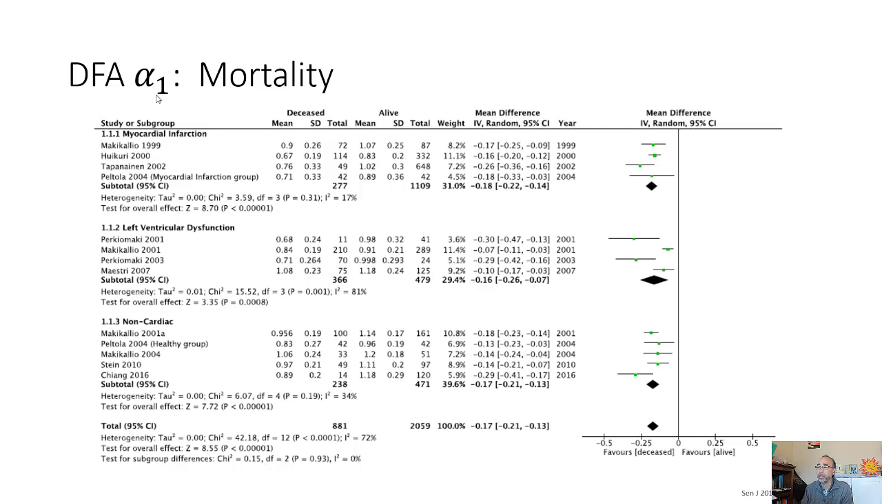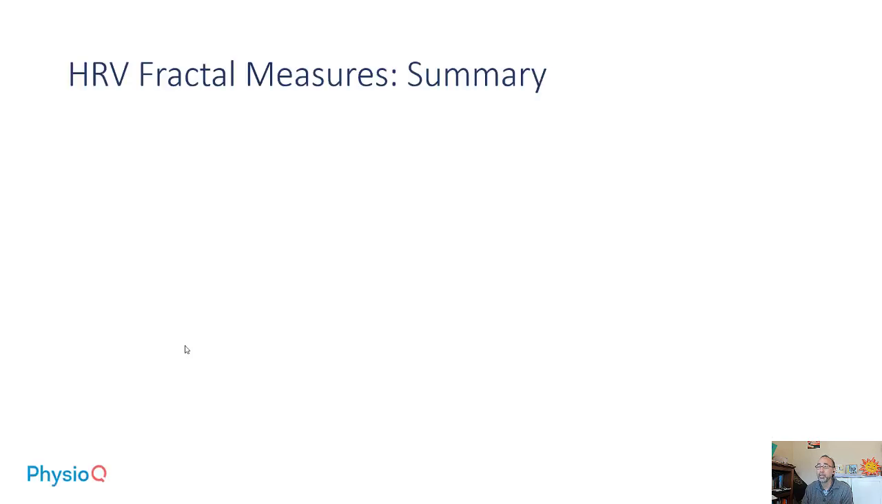Again, looking at DFA alpha 1 specifically in regards to mortality across multiple conditions: myocardial infarction, LV dysfunction, non-cardiac conditions. And you could see that alpha 1 in the deceased tends to be lower compared to the alpha 1 in those who remained alive. And this comparison between those deceased versus alive remained statistically significant across all these studies, none of which crossed over for equivalency.